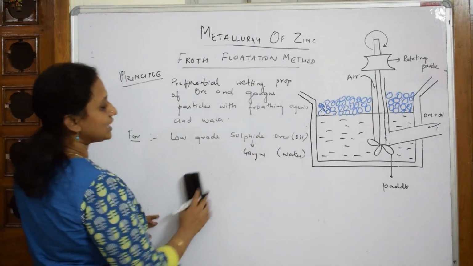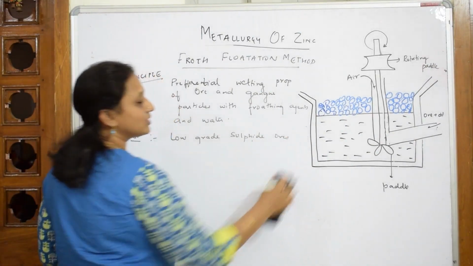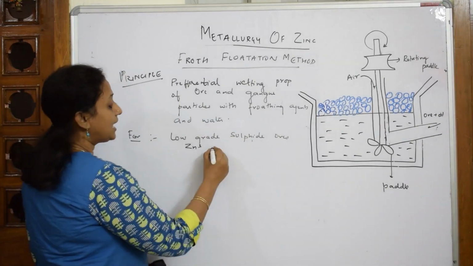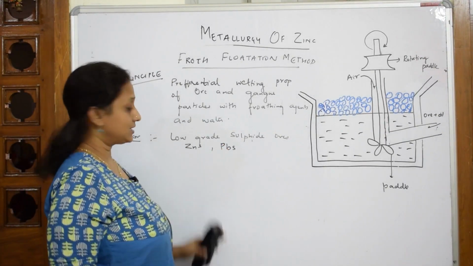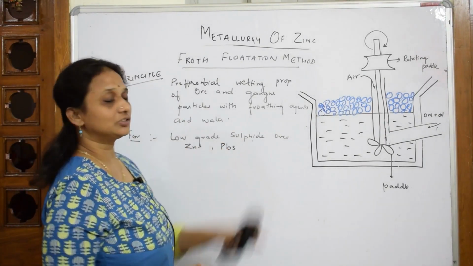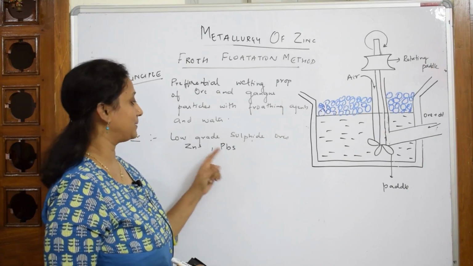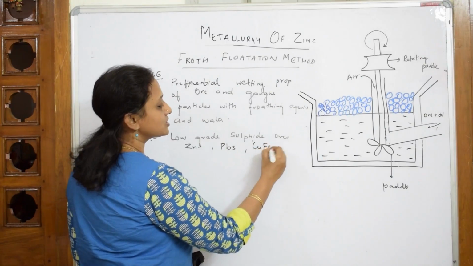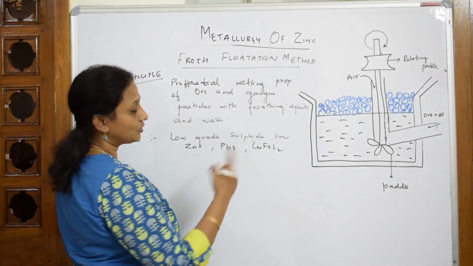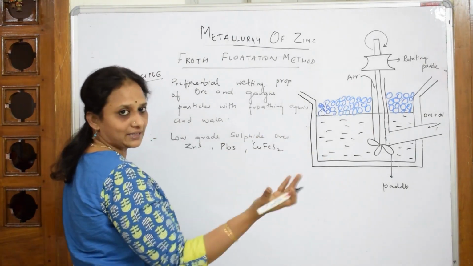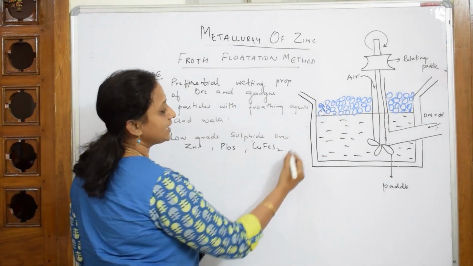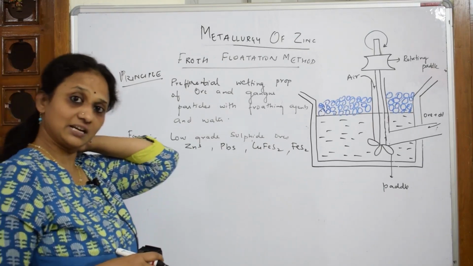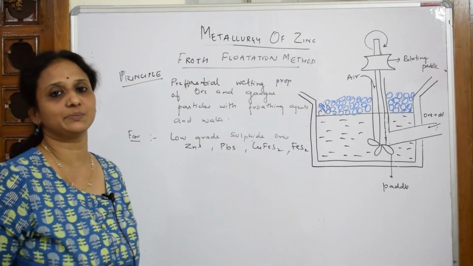So whenever we are taking sulfide ores, what are the examples? Your best example is ZnS. I can take PbS, right? So zinc blende I can pick up, galena, the lead ore, that also. I can also take CuFeS2, copper pyrites, right? Then I can also take iron pyrites, FeS2. All these can be extracted or concentrated by this method.